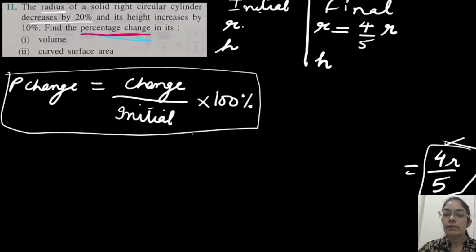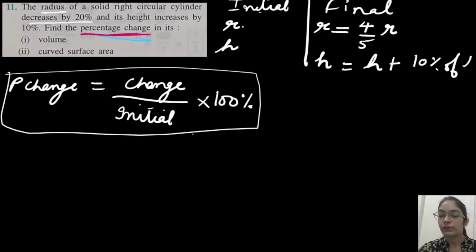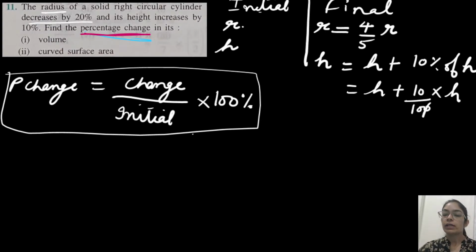Height we will find the same way. Now height is increasing by 10%. Increasing means plus, so this will become h plus 10% of h. Of itself only it will increase. So h plus 10% we can write as h plus 10 by 100 into h. We can cancel 0 with 0, so this is h plus 1 by 10 h.